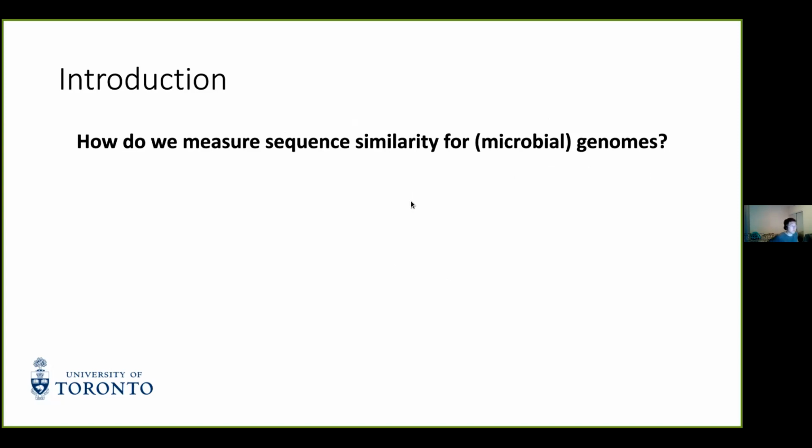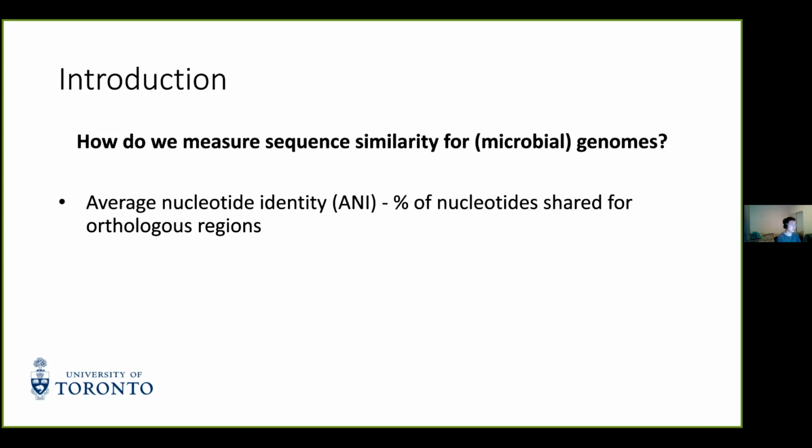This talk will be about measuring sequence similarity for microbial genomes. The way we tend to do this is we use a statistic called average nucleotide identity, also called ANI. It is measured by taking the percentage of nucleotides shared for orthologous regions between two genomes. In practice, when we use orthologous regions, we tend to be a little less strict. We just really mean a one-to-one alignment between two regions of two genomes.